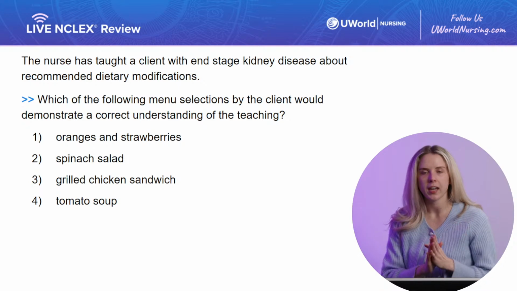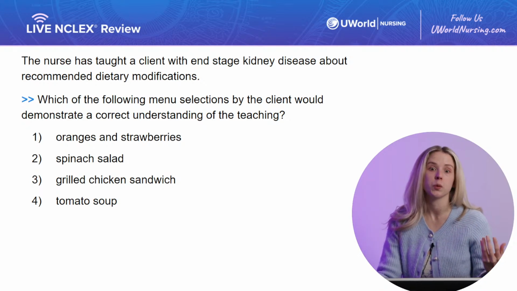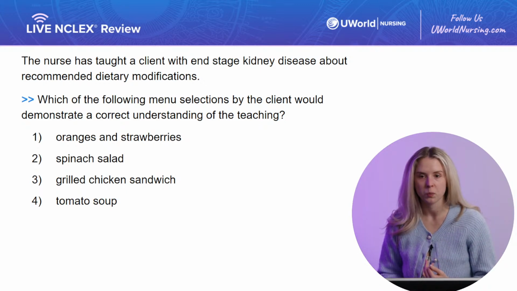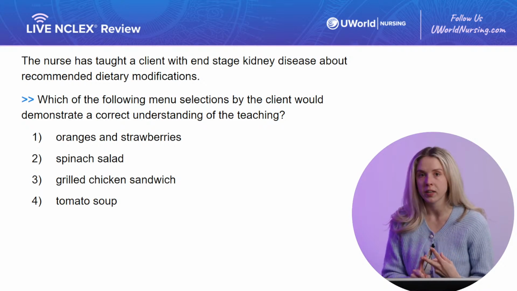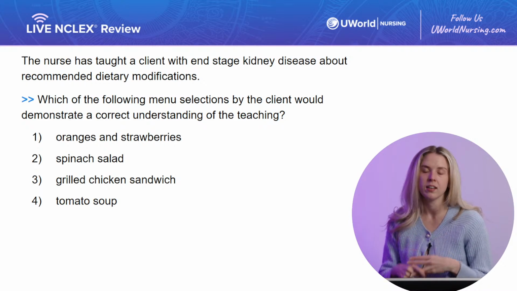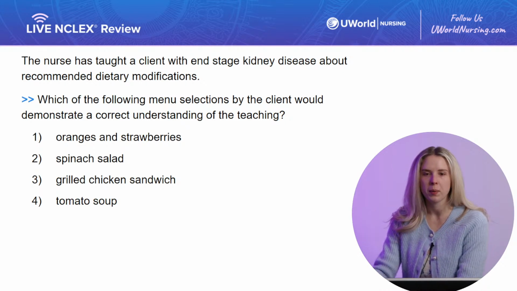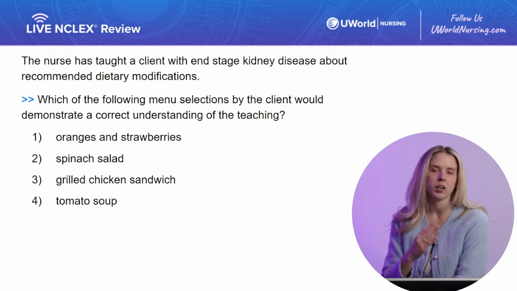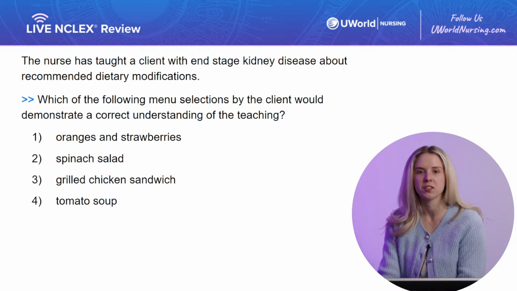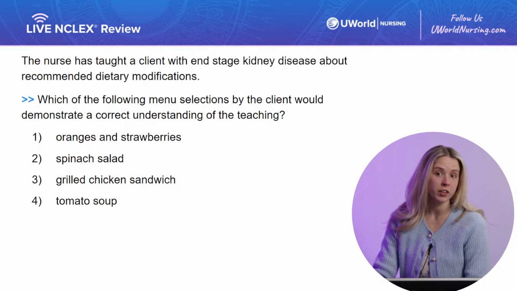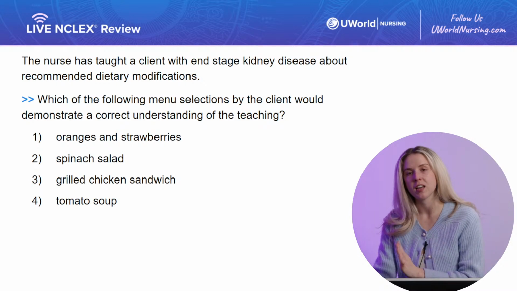So let's look at this question through the lens of what our clients with CKD are trying to avoid. We just talked about diet. We know they're trying to avoid phosphorus, potassium, and sodium, and they're limiting their protein, and they're also on a fluid restriction. So in option 1, oranges and strawberries, right off the bat, we know oranges are high in potassium, so we can cross this one out. Option 2, spinach salad. Spinach is a leafy green, which means it has high levels of phosphorus, but also spinach is high in potassium.